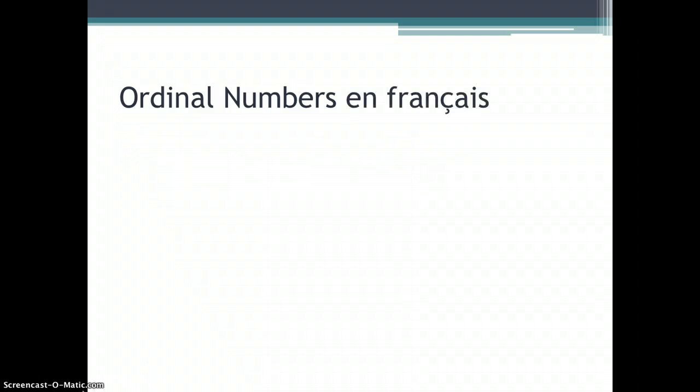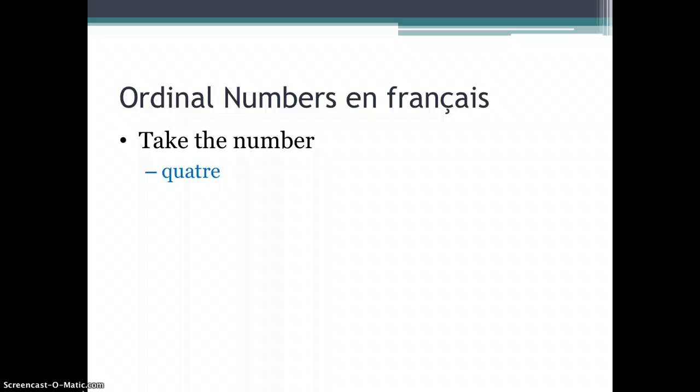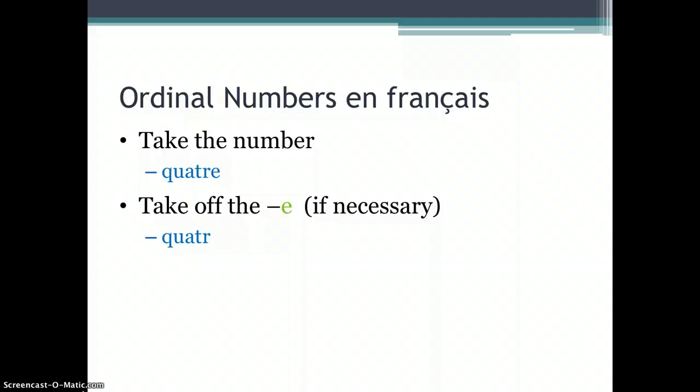So en français, there's a really easy way to make ordinal numbers. It's actually easier than it is in English, if you ask me. You start with a number, so we're going to start with 4. We're going to say fourth. We will take off the E if the number ends in E. Not all the numbers do, but if it ends in E, you have to take the E off. So there, now I have 4 without the E.